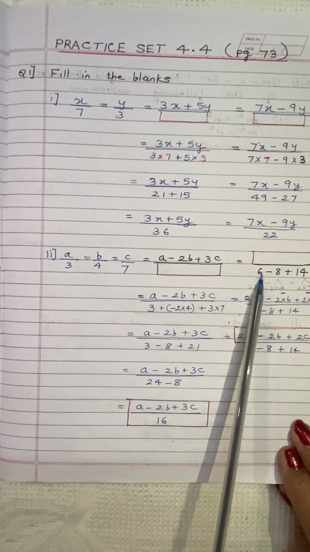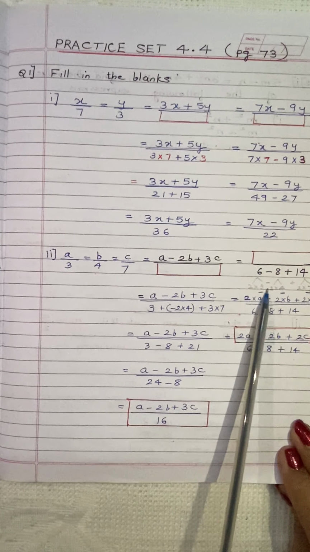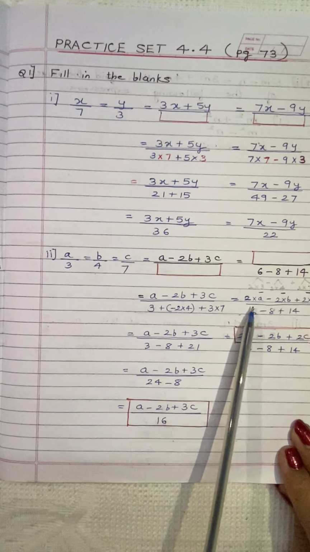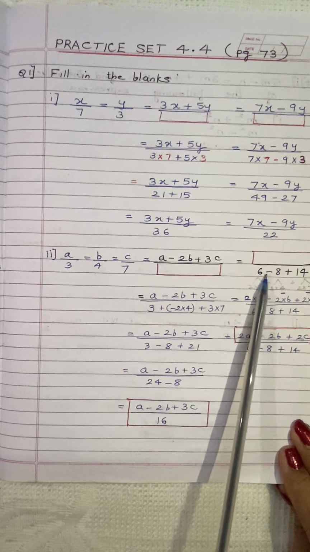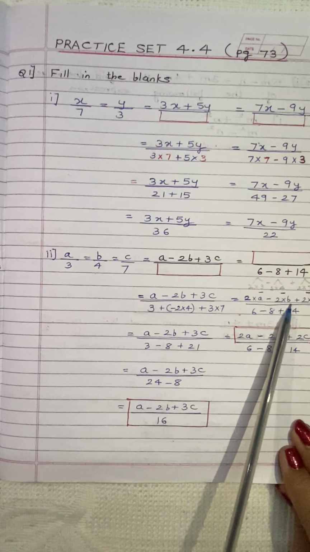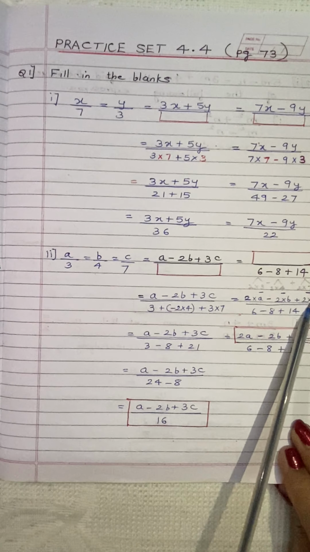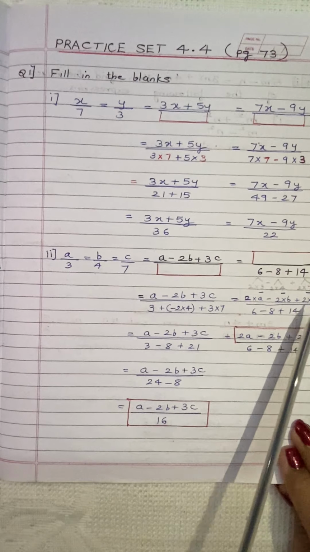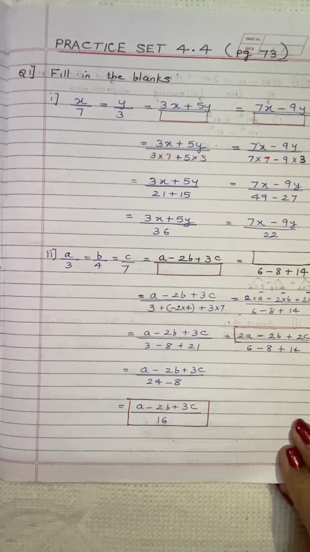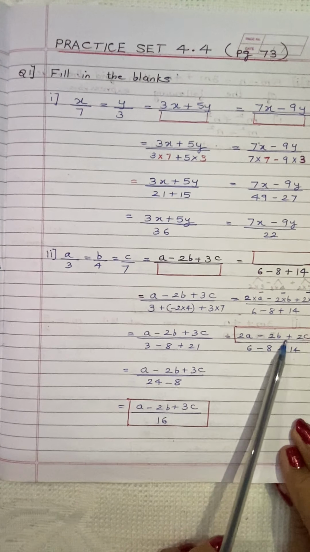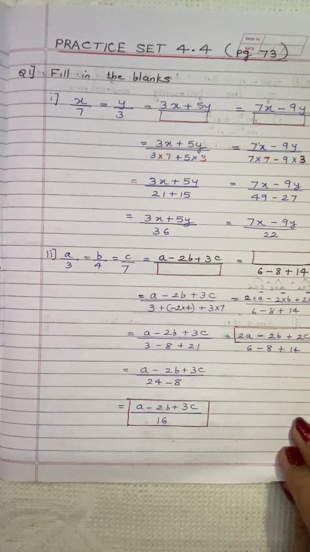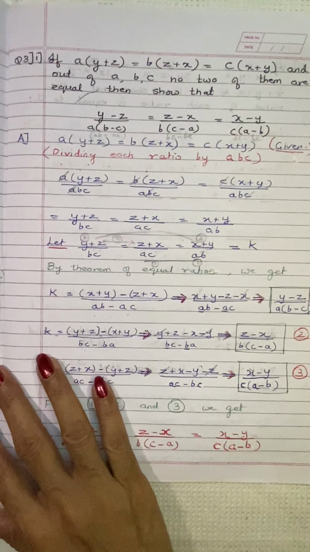Same way here, but if you see, they are all multiples of 2. So we'll split it with 2, because we can take 2 as a common factor. Here the denominator is given, we have to find the numerator. So 2 into A, 2 into B and 2 into C. So 2A minus 2B plus 2C, so 6 minus 8 plus 14. We come to question number 2.